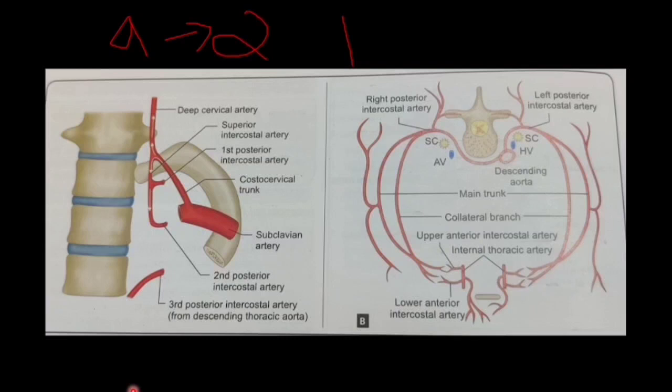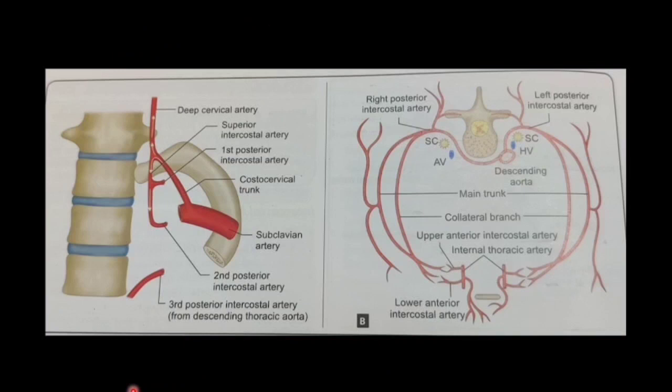The last two spaces are very short. We said that the last two spaces do not have anterior ends because the last two ribs are floating ribs. Because of that, they don't have any anterior arteries, but they have only one single posterior artery. So the upper 9 intercostal spaces consist of 2 anterior intercostal arteries each and 1 posterior intercostal artery each, whereas the lower 2 intercostal spaces do not have an anterior intercostal artery because they have open anterior ends, but they have 1 posterior intercostal artery.